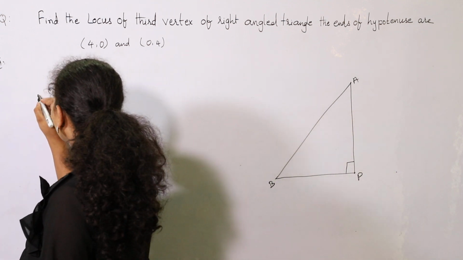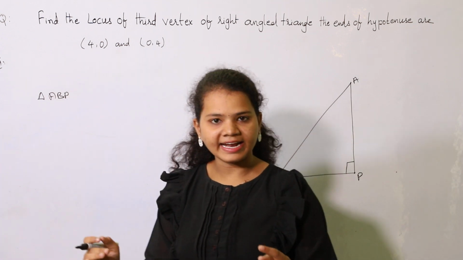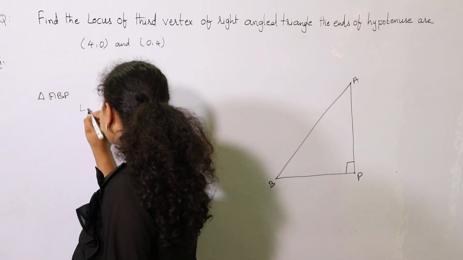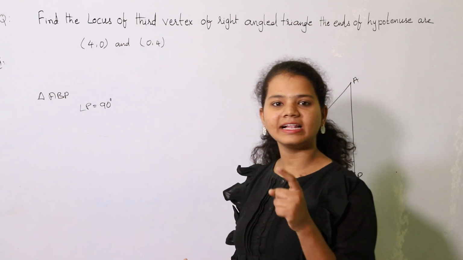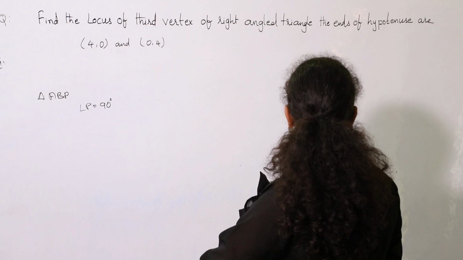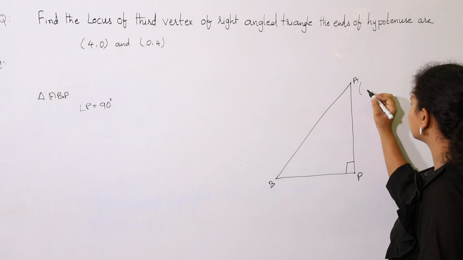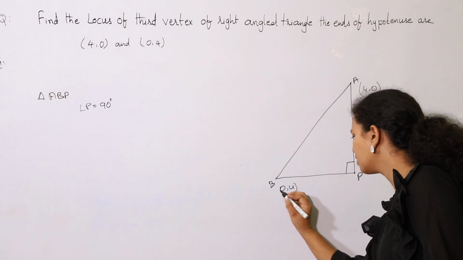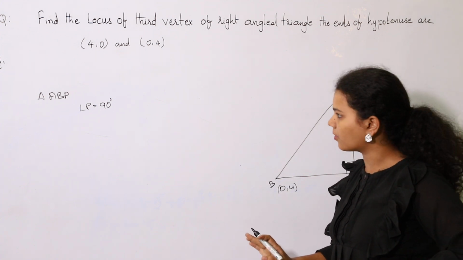Here the right angled triangle is ABP, right angled at P, where a right angle means 90 degrees. Now the ends of the hypotenuse are the two given vertices, (4, 0) and (0, 4). Let A be (4, 0) and B be (0, 4). Clear?